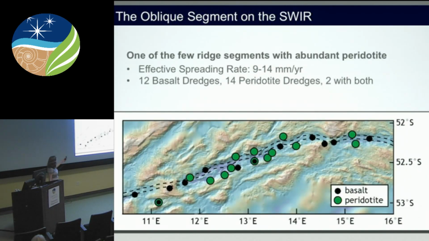So this is just a summary of the dredges that were done along the ridge axis of both peridotites and basalt. So this is one of about three or four places in the oceans where we have really good overlapping sets at the regional scale of both basalt and peridotite.